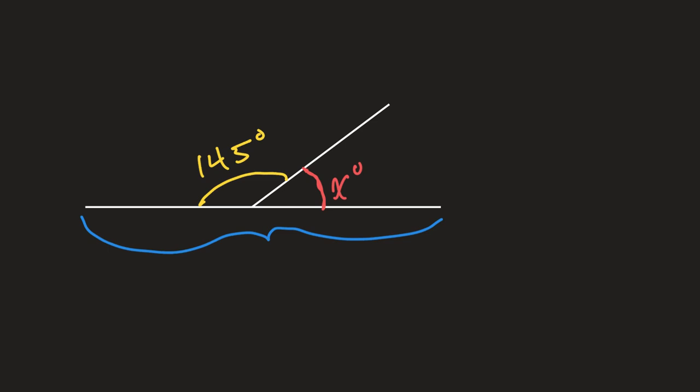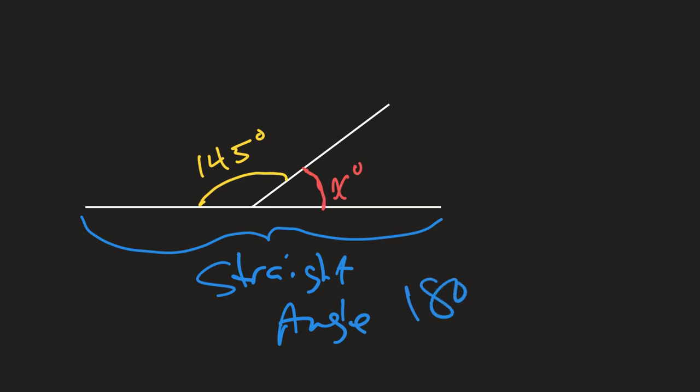Now, that particular line that I've got the blue brace underneath, we're going to call that a straight angle. What do you think the degree measurement of a straight angle is? 180 degrees. There you go. Just talking about a nice straight, flat line. A straight line is going to be 180.